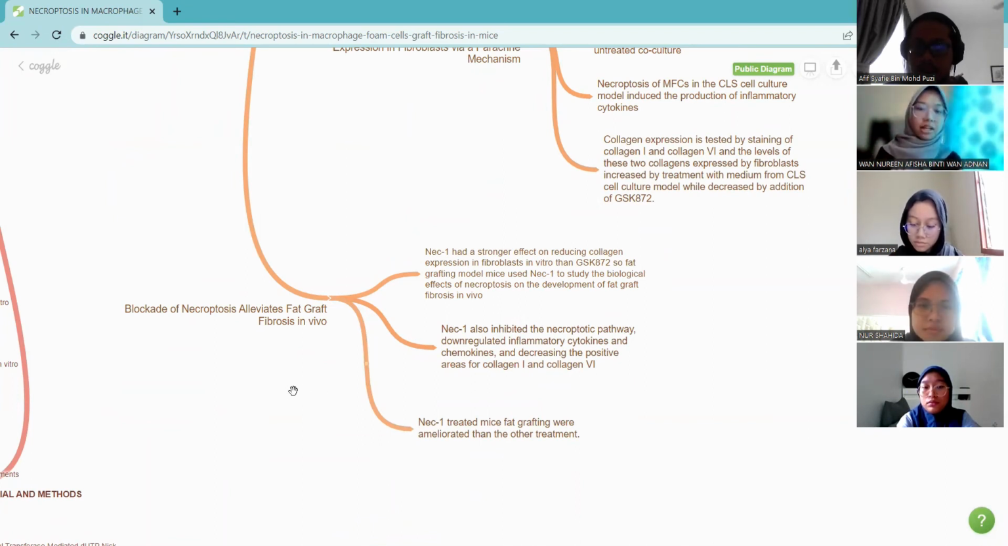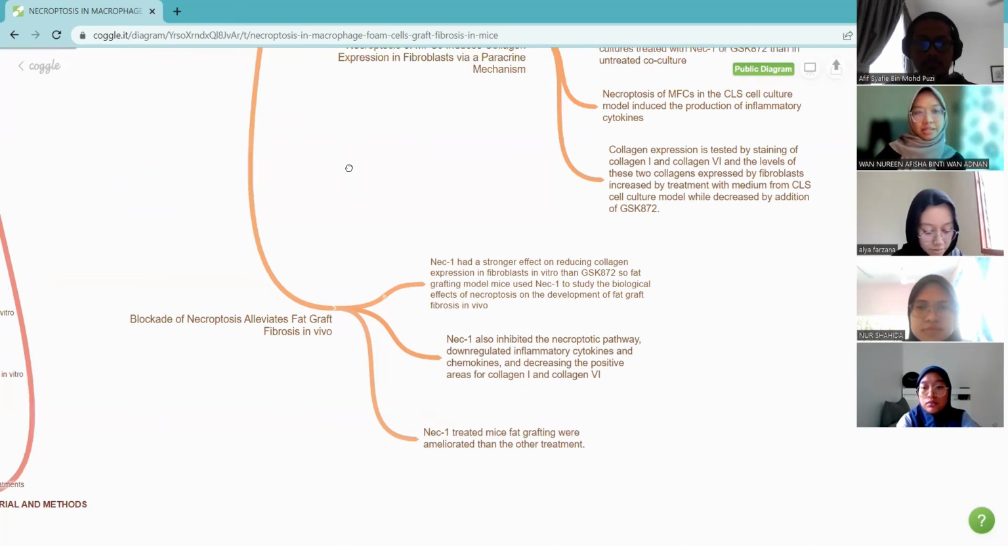NEC1 also inhibited the necroptotic pathway, down-regulated inflammatory cytokines and chemokines, and decreased the positive areas for collagen 1 and collagen 6. So that's why NEC1 is used to treat the mice fat grafting, because it ameliorates more than the other treatment, which is better. That's all for me. I'll pass to the next presenter.